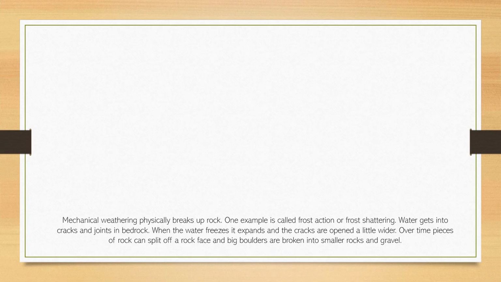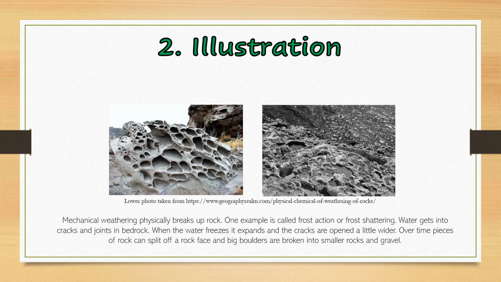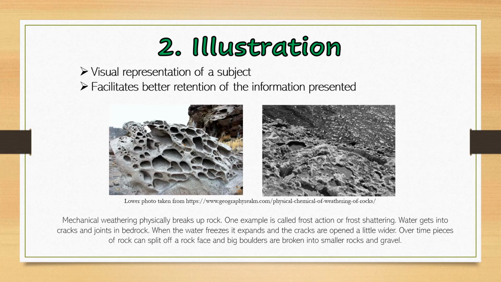Now, were you able to visually represent the subject about mechanical weathering? How did you visualize what the text is talking about? Do you have the same representations with these pictures? What do we call these visual representations? Yes, that's right. These are illustrations. Illustrations are visual representations of a subject. They facilitate better retention of the information presented.